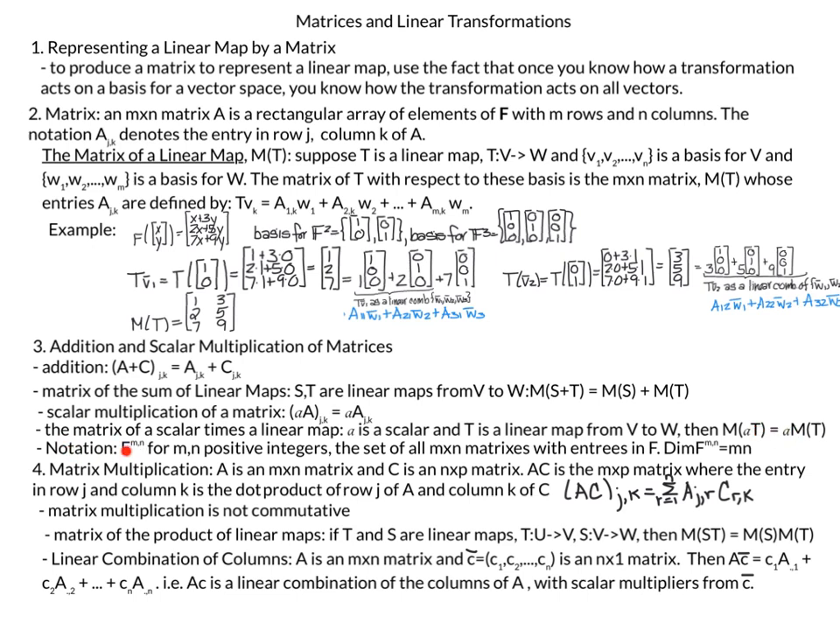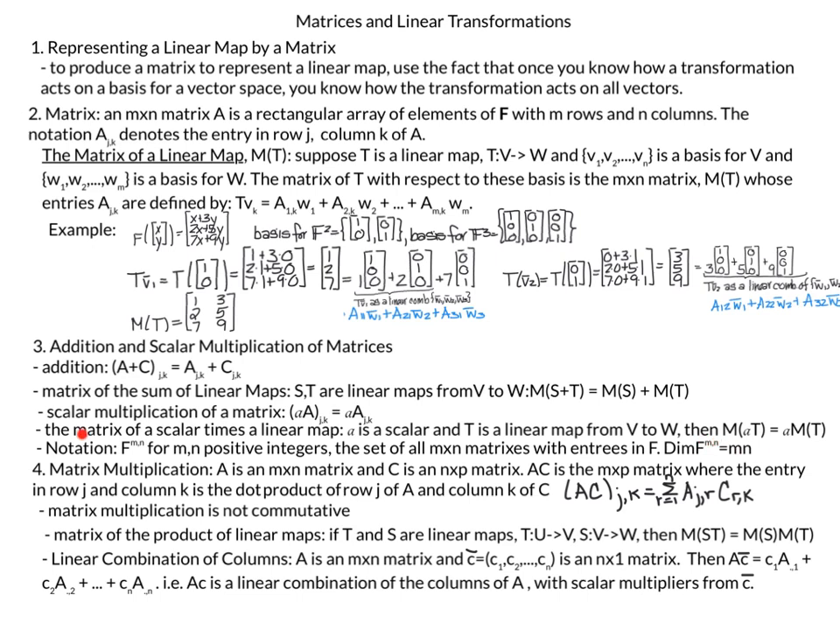Also, just a note on notation, F raised to the mn, for m and n positive integers, is the set of all m by n matrices with entries in F. And the dimension of F^(m,n) is equal to m times n.